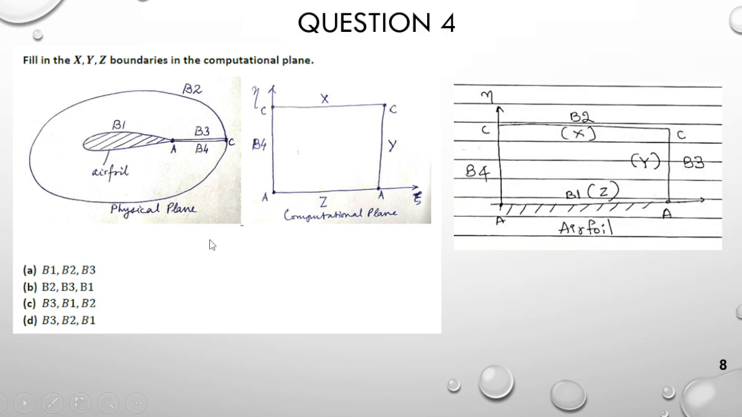So if we see, what should z be equal to? It will be b1. What will x be equal to? It will be equal to b2. If we see the options, they have asked x, y and z. So basically we have x as b2, similarly y as b3, and z as b1. So b2, b3 and b1 corresponds to option number b. So that should be the correct answer here.